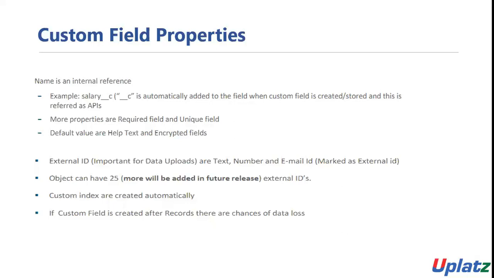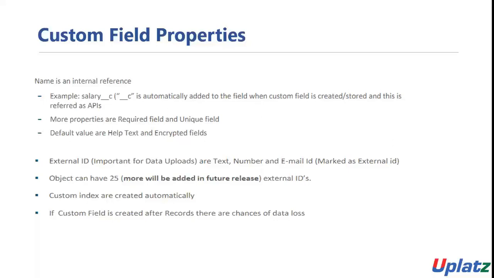when we create a custom field, then __c is appended as its suffix. More properties are required field and unique field. We have seen those required field and unique field checkboxes. Then default value, help text, and encrypted fields. External ID: we have seen a checkbox on the object named external ID. Fields having text, number, or email data type can be marked as external ID.